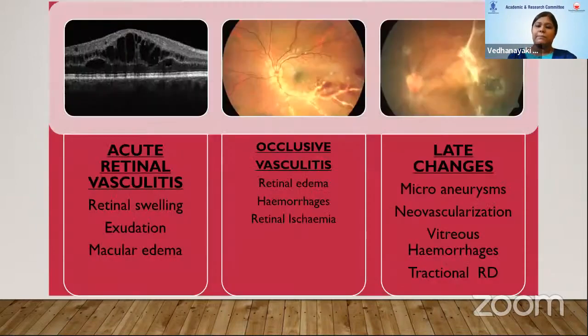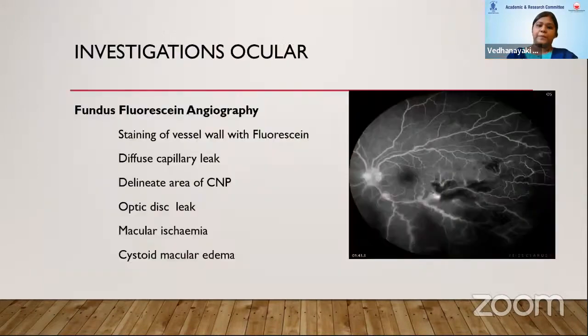Whatever the cause, in acute retinal vasculitis there is retinal swelling, exudation, and macular edema. Usually cystoid macular edema is the common cause of vision loss in these patients. And when there is occlusive vasculitis, there may be retinal edema, hemorrhages, retinal ischemia, and even macular ischemia. Macular ischemia is an irreversible cause, so it has to be identified early and treated fast. If left untreated, there may be late changes of microaneurysm, neovascularization, vitreous hemorrhage, and tractional RD, and the patient may even go on to NVG and a painful blind eye.